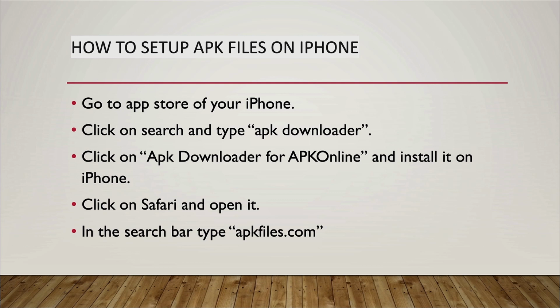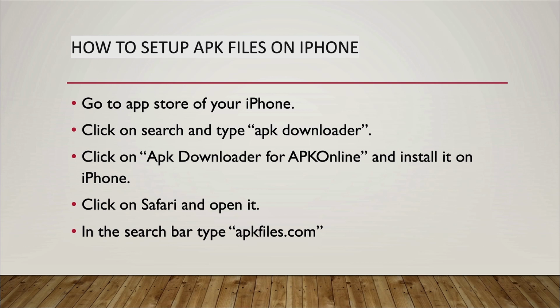So the first thing that you need to do is you have to go to the App Store of your phone and click on the search bar, and then you have to type APK downloader. After that, you have to click on APK downloader for APK online. This specific software is the software that you're going to use in order to run your APK files. And you have to click on install, and then you have to wait for the app to get installed.